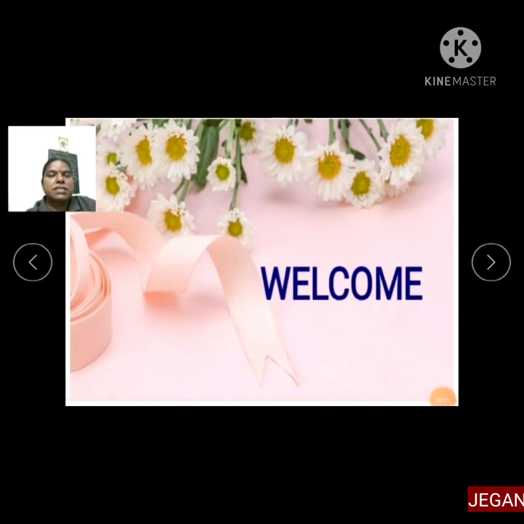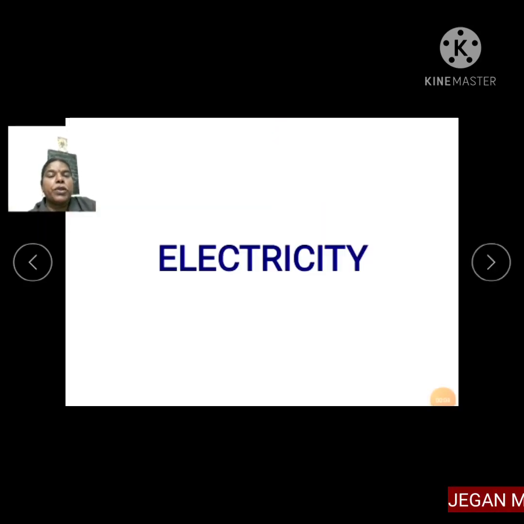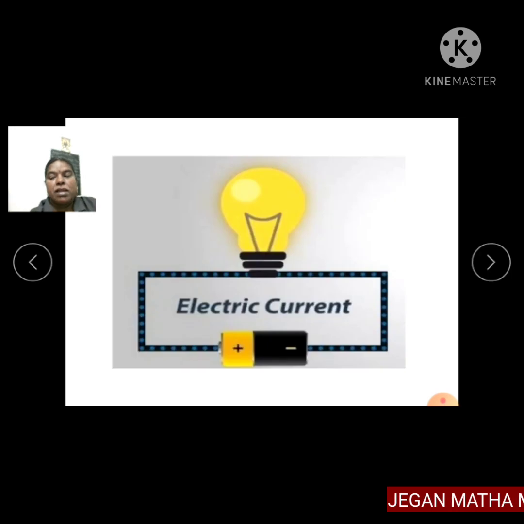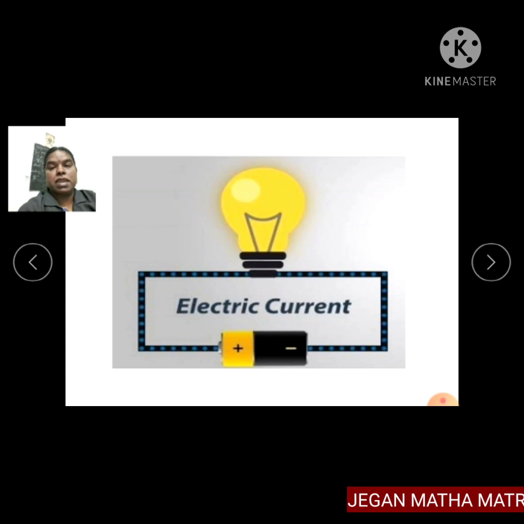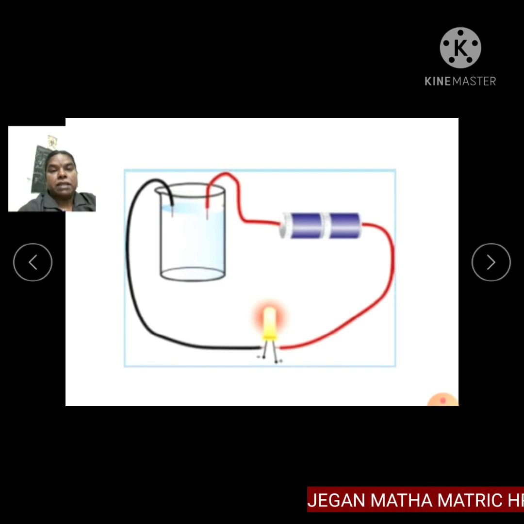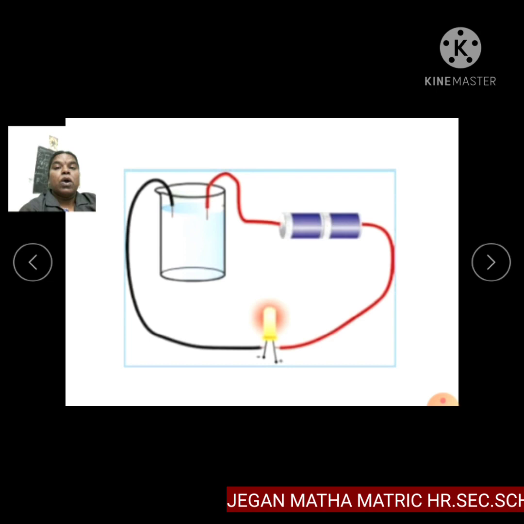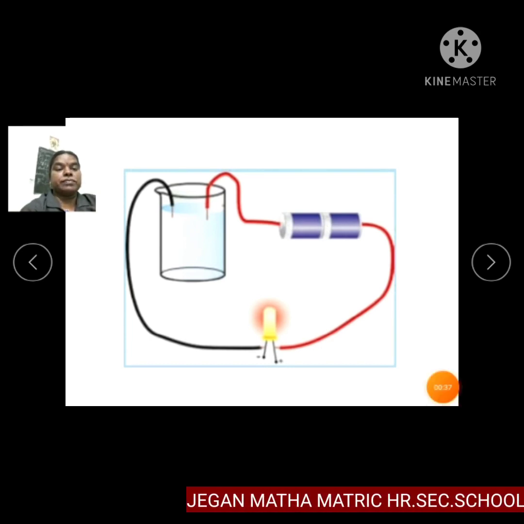Welcome to science class. In this video, I am going to explain the effects of electric current in the chapter electricity. A bulb can be made to light up by making electricity flow through it. The light of the bulb is one of the effects of electricity. There are several other important effects of electricity. We shall study some of these effects in this video.